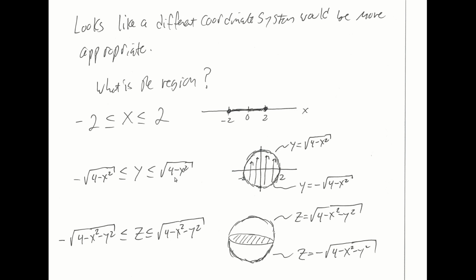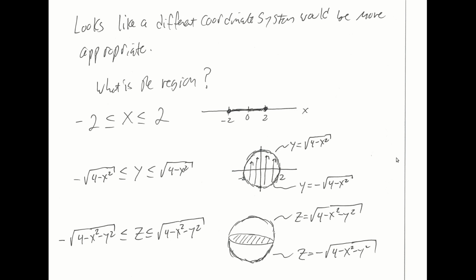And then y equal to the positive root is of course going to give me the upper half of the same circle. So x is sliding from -2 to 2. For each of those x values, y is going from the lower curve to the upper curve. At this point, we can see that in the xy plane, the projection of our region is a disk of radius 2, centered at the origin in the xy plane.